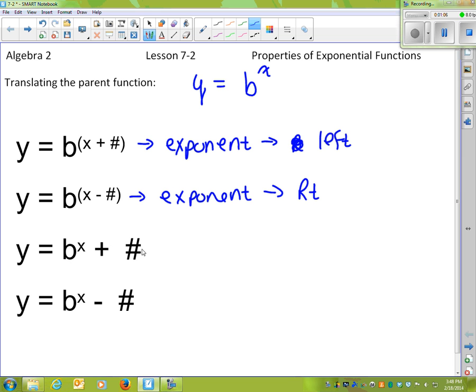If you have the number outside, so it's just a regular number, it's not an exponent, it's going to move up if it's positive, or it's going to move down if it's negative. And what I mean by that is the entire graph will move up and down, or the entire graph will move left and right. So let's look at an example.